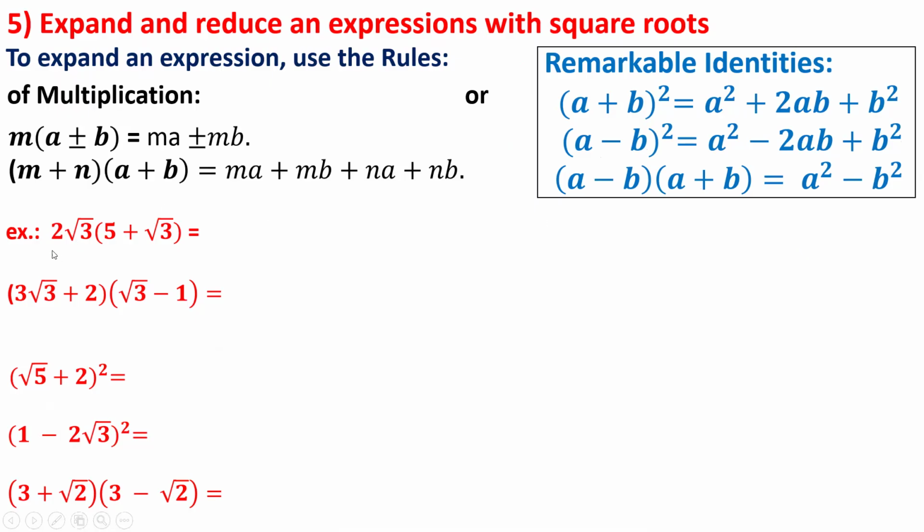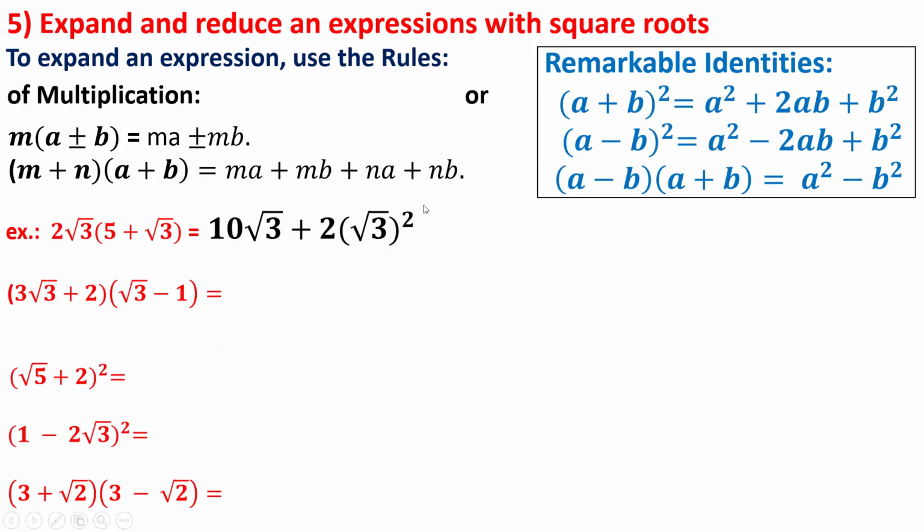Now I should expand 2 radical 3 times (5 plus radical 3). I see a binomial multiplied by 2 radical 3, so I apply the first rule of multiplication, one for all: 2 radical 3 times 5, and 2 radical 3 times radical 3. Here I will be applying the multiplication rules I talked about before, the three rules. First, I multiply 2 times 5, which is 10, and I keep radical 3 as it is. Positive times positive is positive. Radical 3 times radical 3 is radical 3, all of it squared.